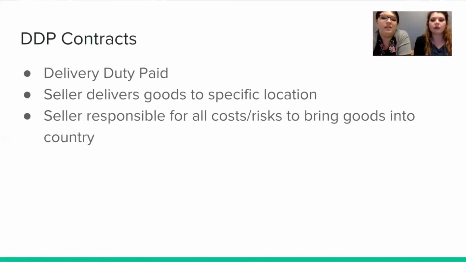Now for DDP contracts. DDP is delivery duty paid, and it's where the seller delivers the goods to a specific location, still loaded, but ready to be unloaded at an agreed place of destination. The seller is responsible for all costs and risks to bring the goods, like duties and taxes for import, in the country of destination.